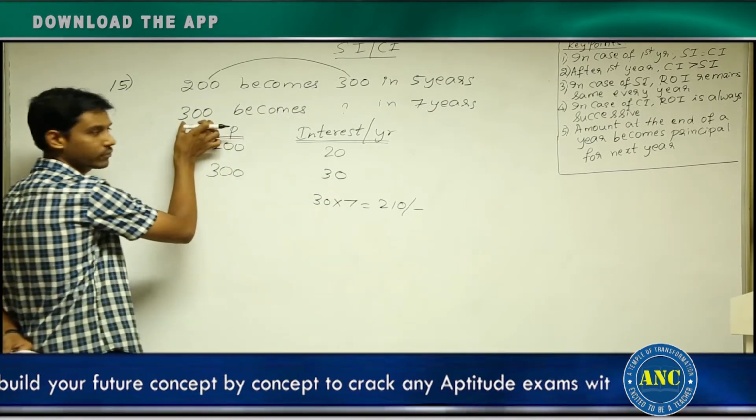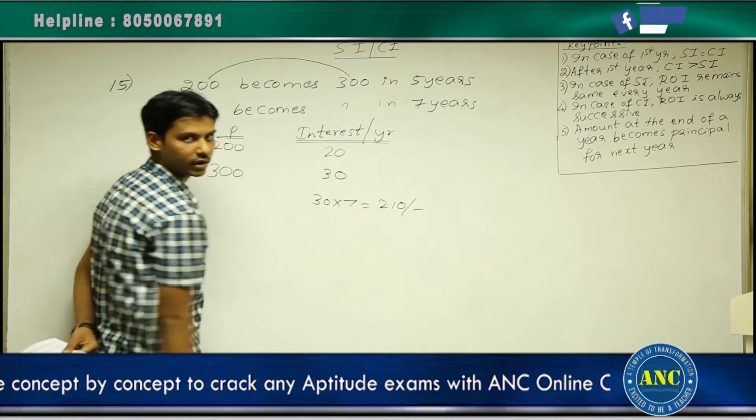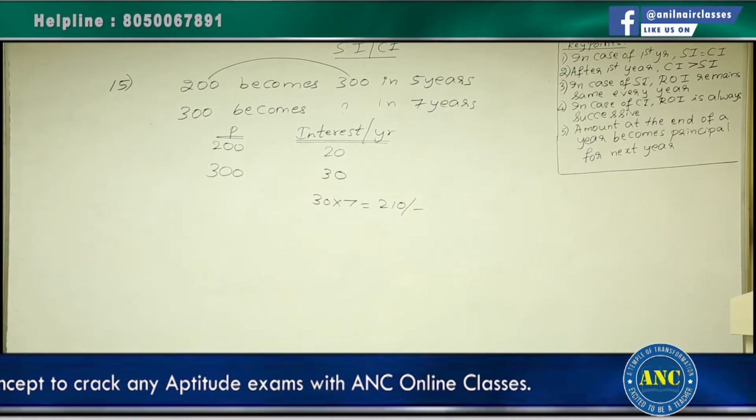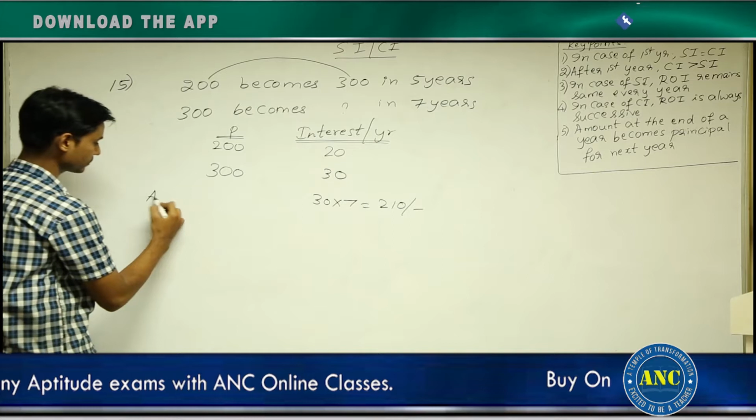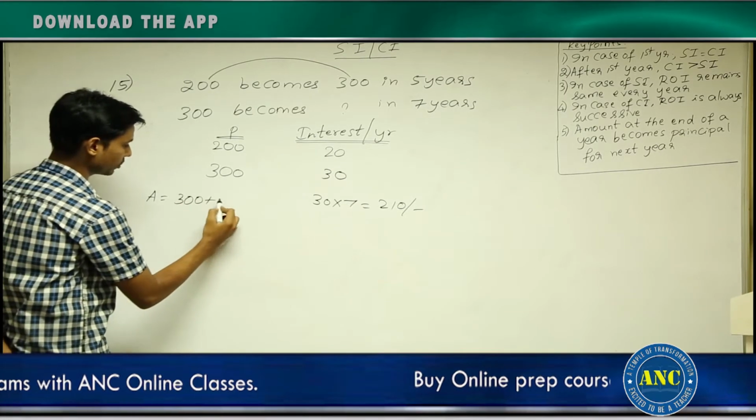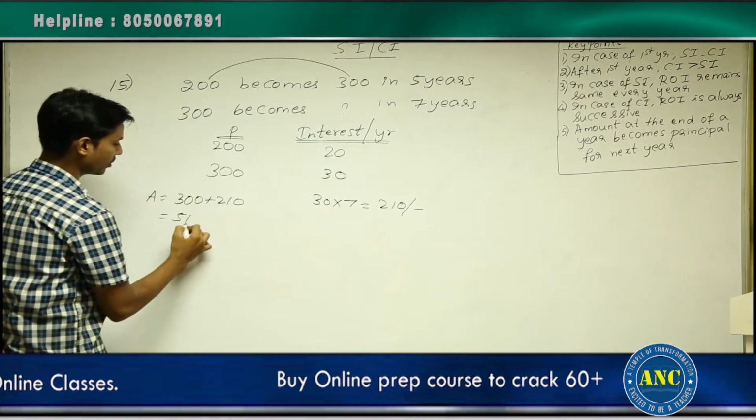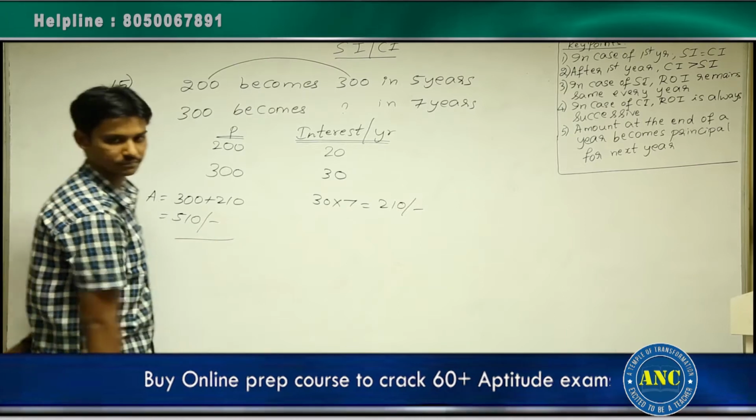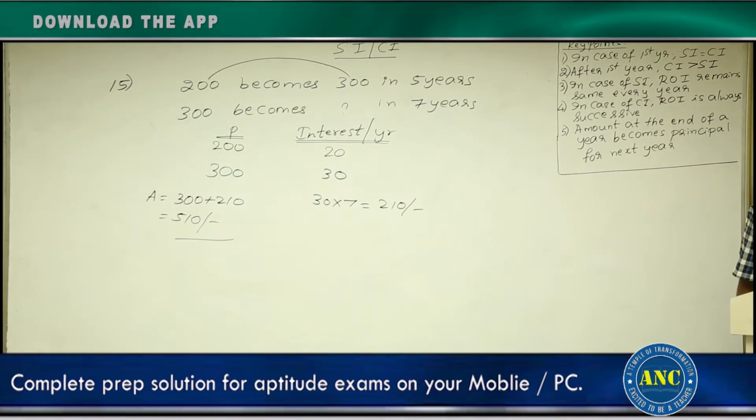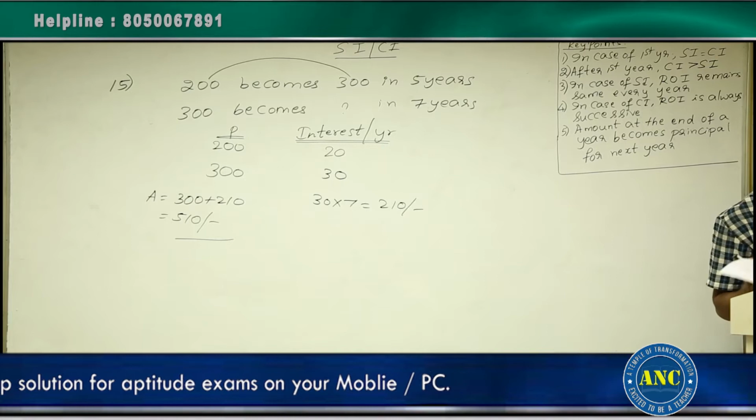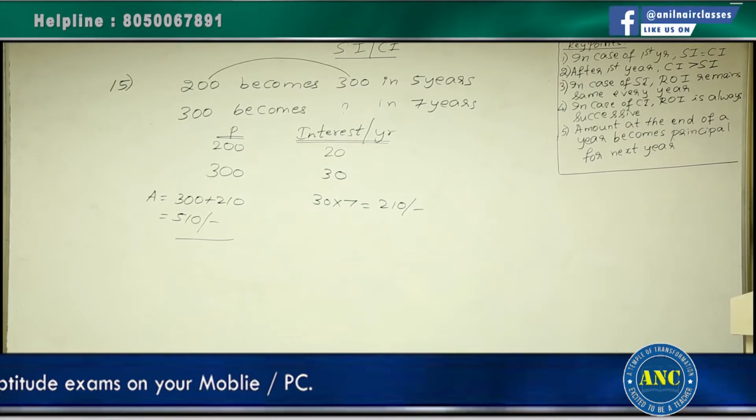I took 300 from you. I will give you 210 extra. What is the final value I will give you? 510. Please write it. 300 plus 210. Once you understand the concept, all these questions look very simple. Getting the idea, everyone? Next.